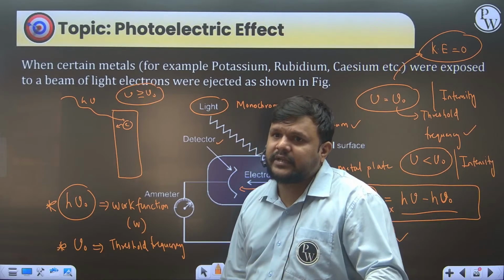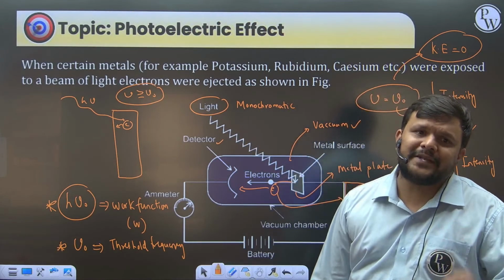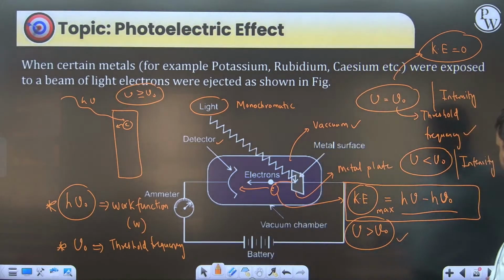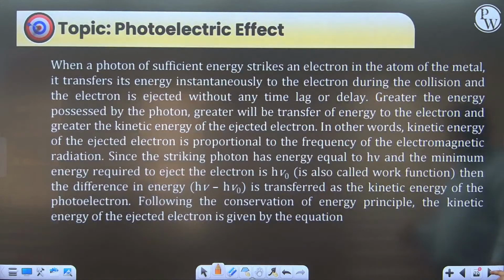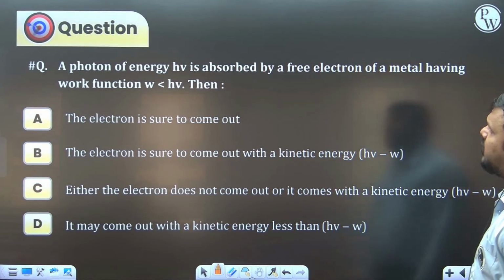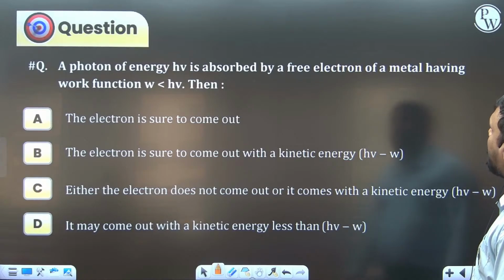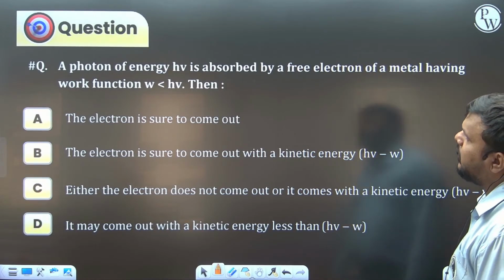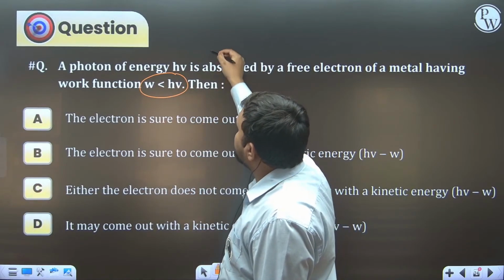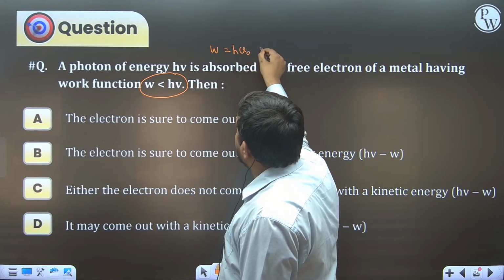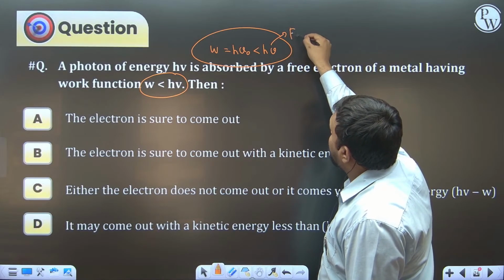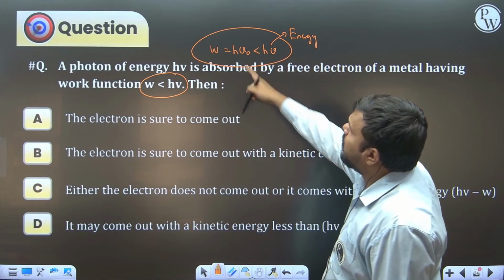It can be ejected, but you cannot 100% guarantee it, because once they ask such a question, let us see the question that they asked over here. A photon of energy h nu is absorbed by a free electron of a metal having work function W, where W, h nu naught, is less than h nu. Means definitely we have energy. This is the energy of the photon, and it is more than h nu naught.